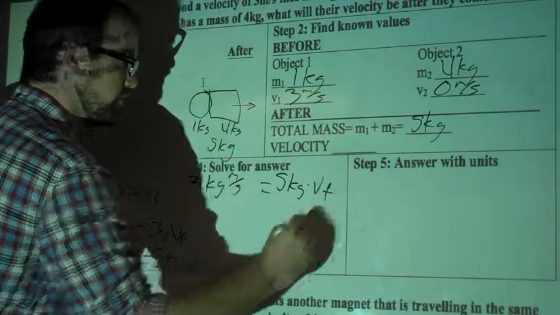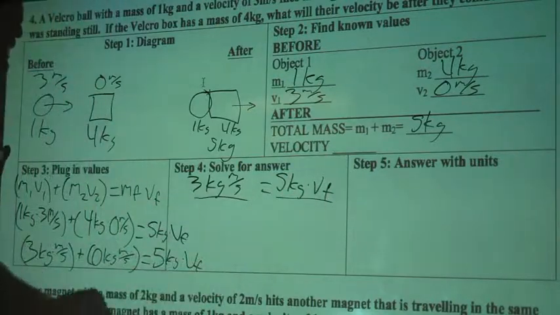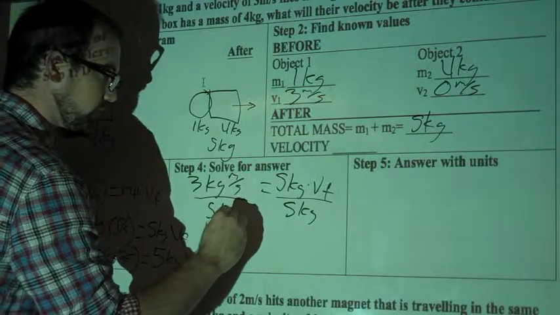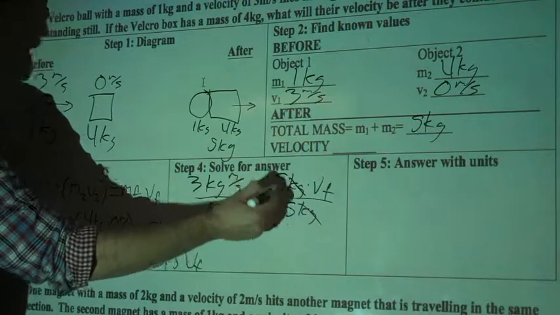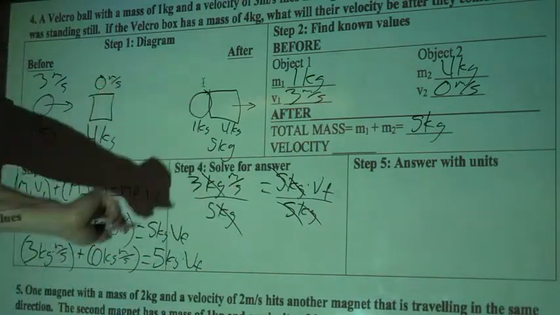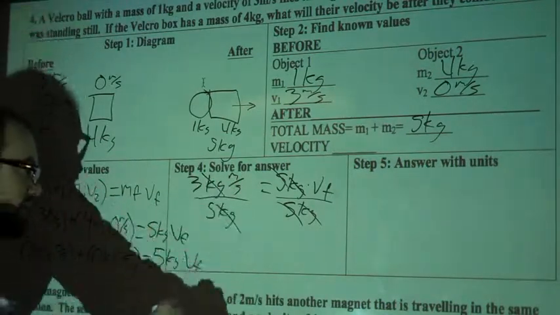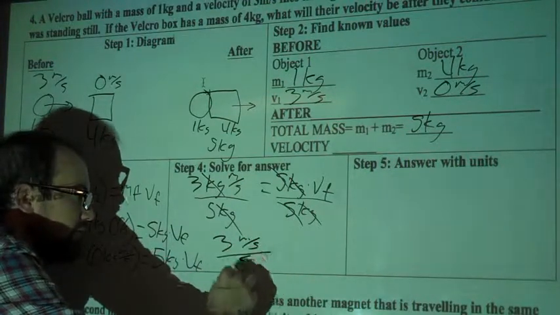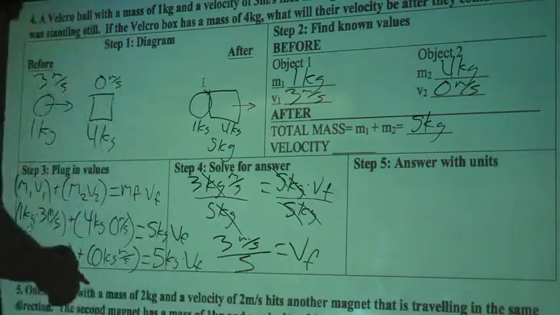times VF. I need to get VF by itself, so I'm going to divide both sides by the number that's next to it, which is 5 kilograms. Okay, kilograms cancel out here, the 5s cancel out here. And over here on this side, the kilograms cancel out. So I'm left with 3 meters per second divided by 5. So I'm going to rewrite that down here: 3 meters per second divided by 5. And on this side, I'm left with my final velocity, just VF.